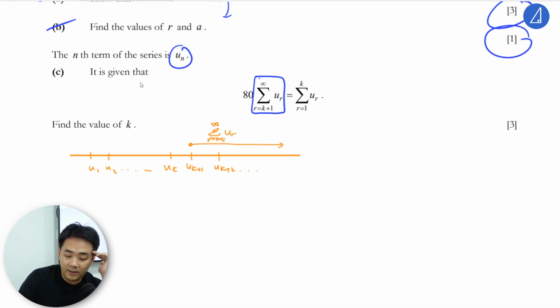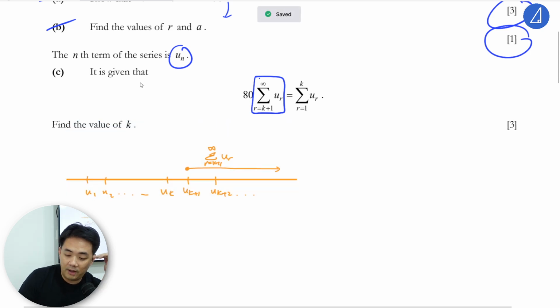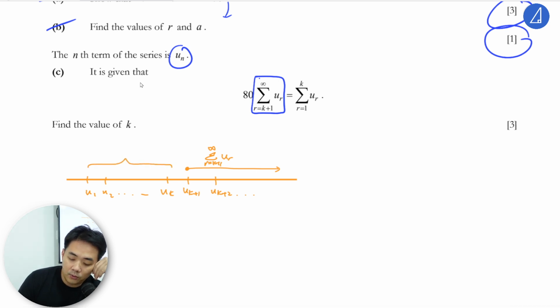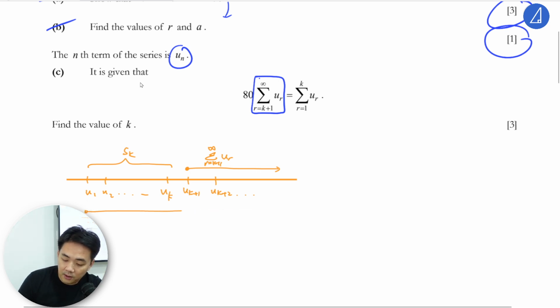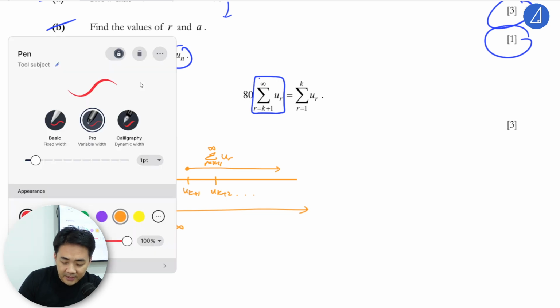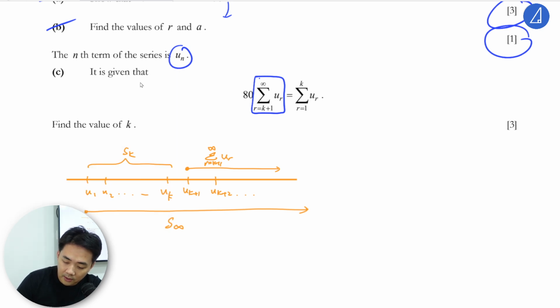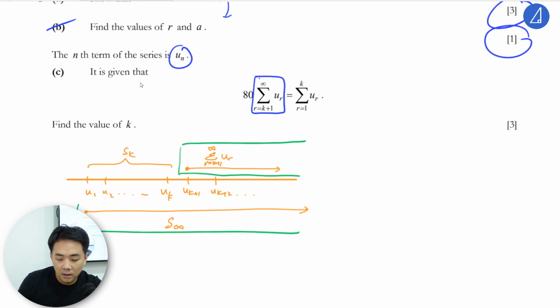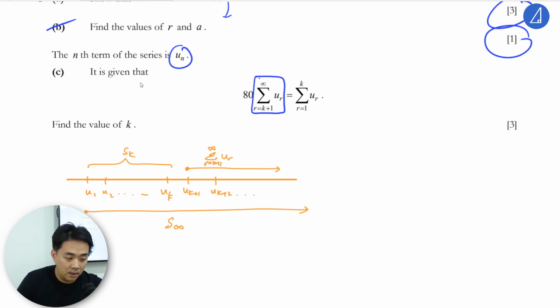But what you have is the sum to infinity, so you have this entire thing. U1 to UK is just SK, you sum to the K term. So essentially, if you sum from here to here, this entire thing is the sum to infinity. So, change of base. K plus 1 to infinity will be S infinity minus SK. From the number line, you can see it. So just understand that.